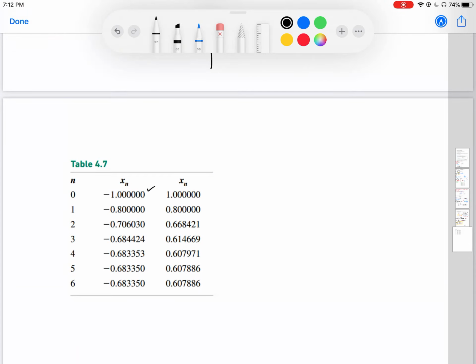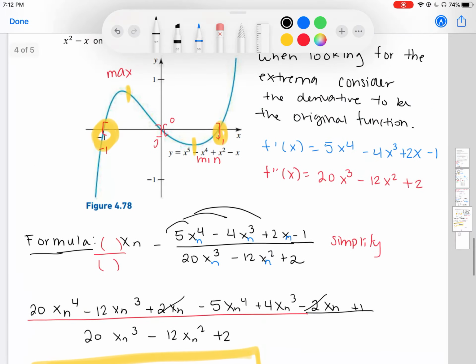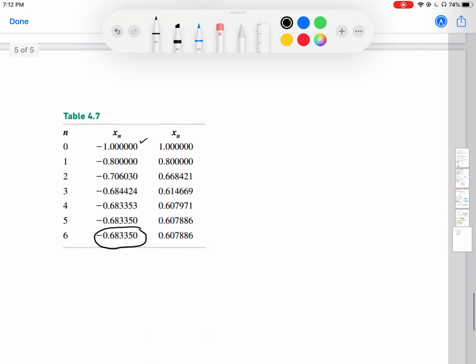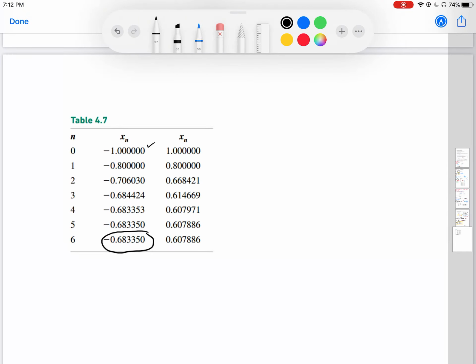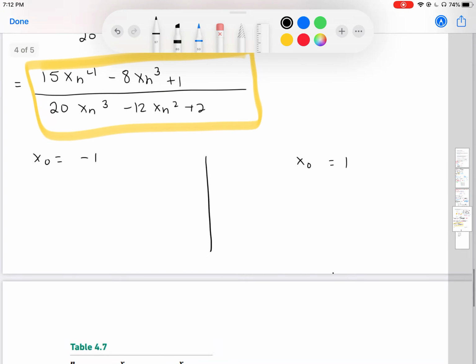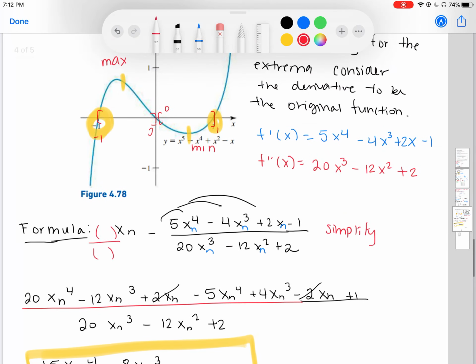So if we plug in negative 1, we see that, was that a min or a max? Let me take a look back at our picture. At negative 1, we have a max at negative 0.68335. So that's the x-coordinate related to that maximum. And we have a minimum at 0.607. So we found those particular x values where your maximum and your minimum happen.